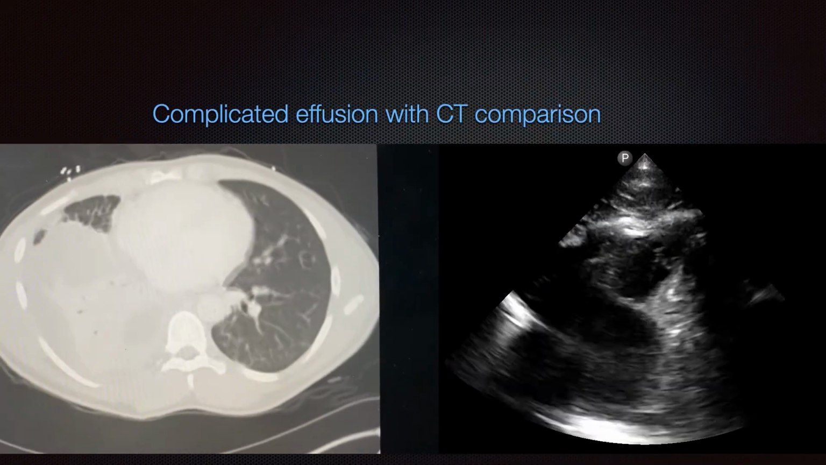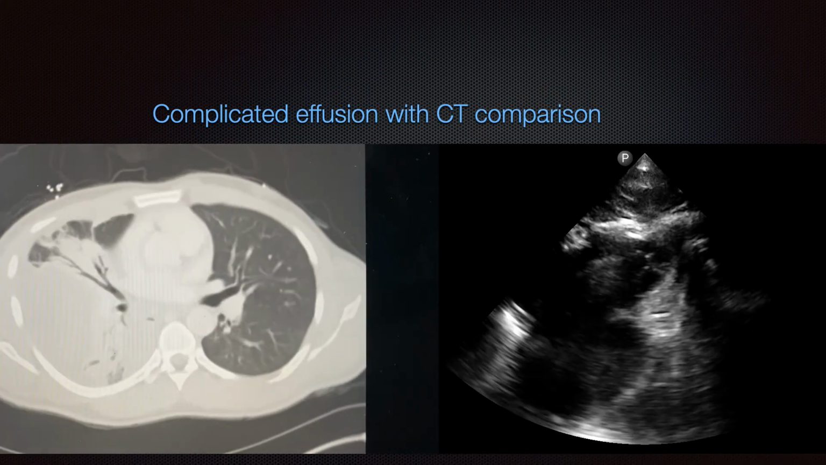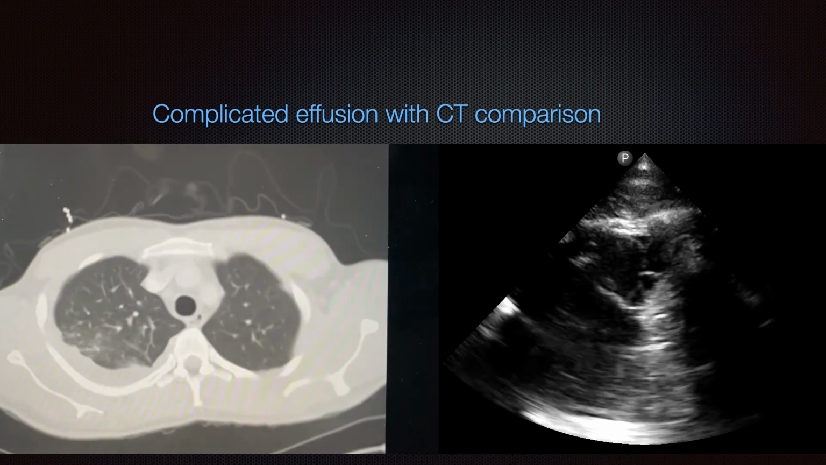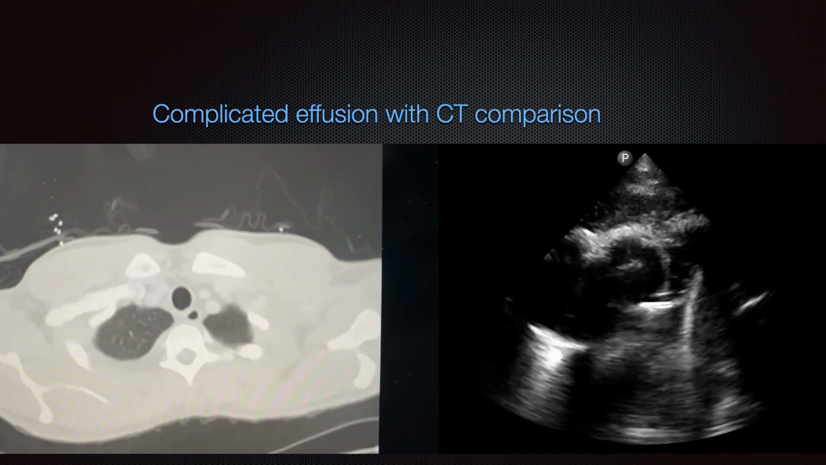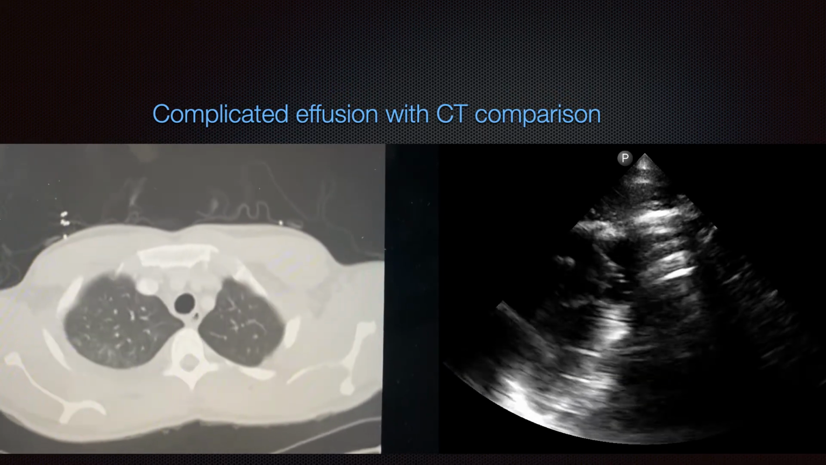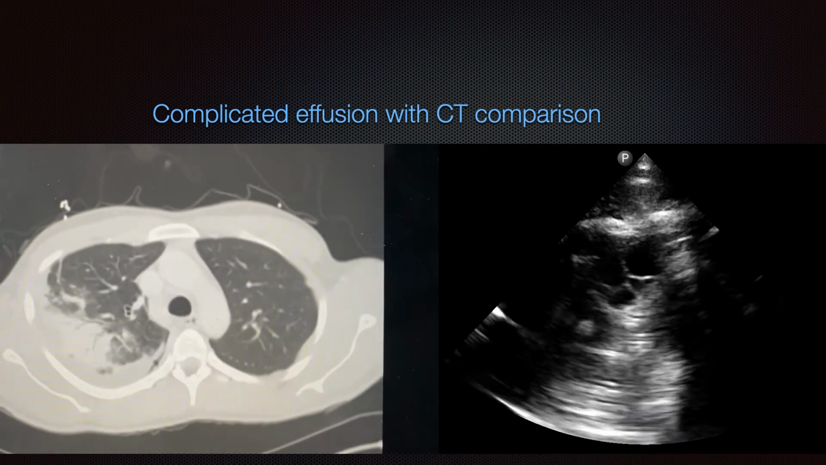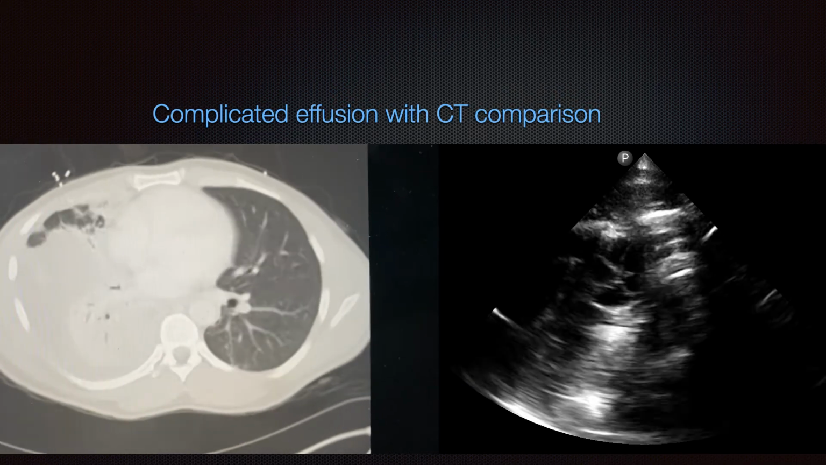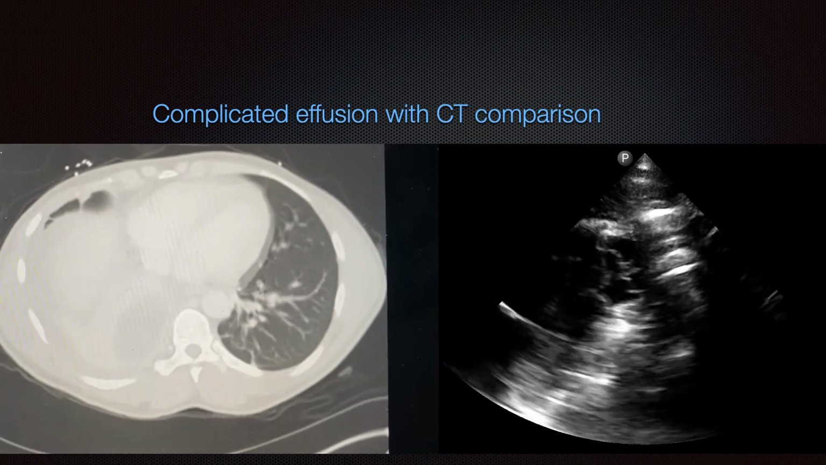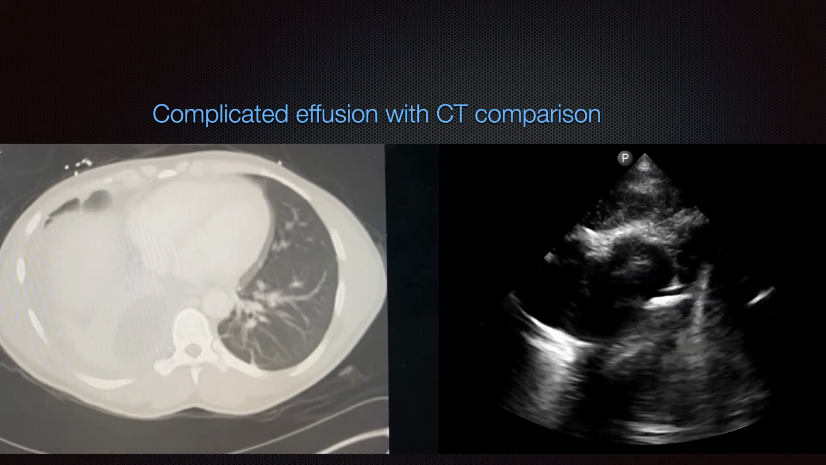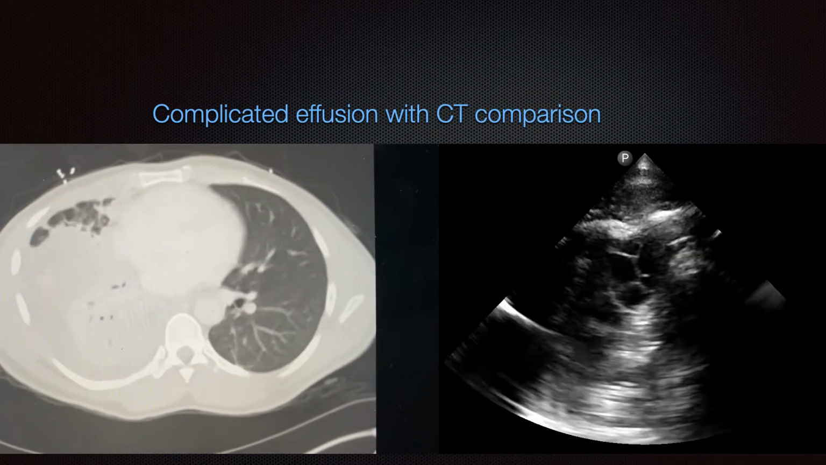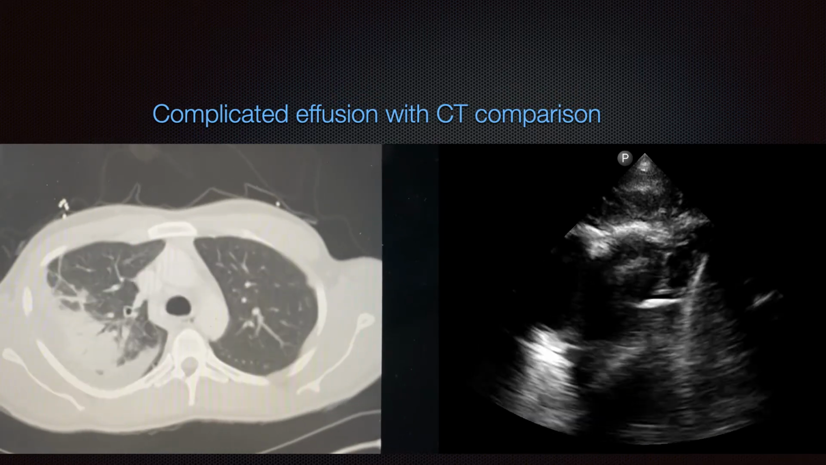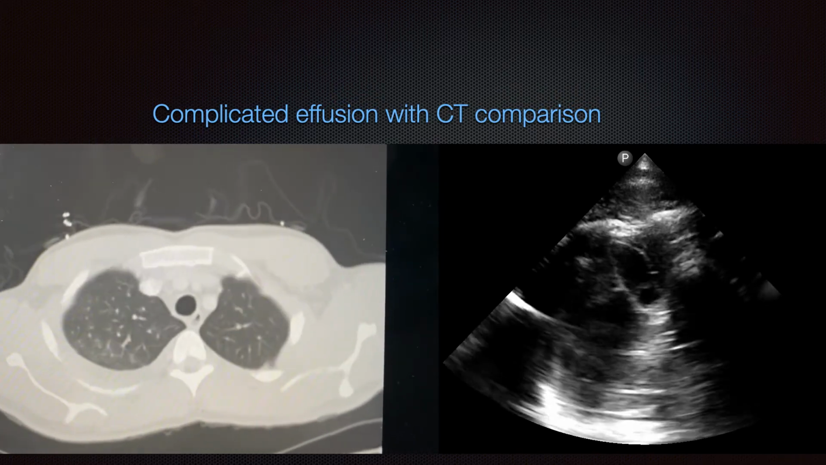So here's an example of a complicated effusion. You see the ultrasound over to the right. Here's the CAT scan over to the left. And I just use this to illustrate the CAT scan is not nearly as good at showing these septations. So I find the ultrasound really helpful to know if this is going to need a chest tube, is it going to need a cardiac surgeon to go in there and decorticate everything. Here you can clearly see this is all septated and is not going to do well just with a thoracentesis.